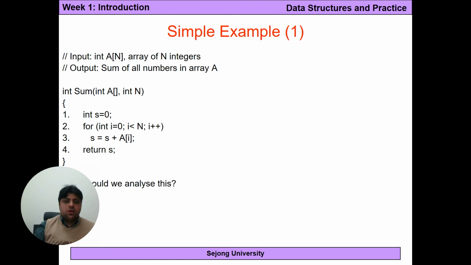So what is the requirement? We need the sum of all numbers in array A. For this, we need a method or a function. We have created the method or function with the name sum. It takes the parameters: integer type array A, with int n. Next, we are initializing the variable s equal to 0.